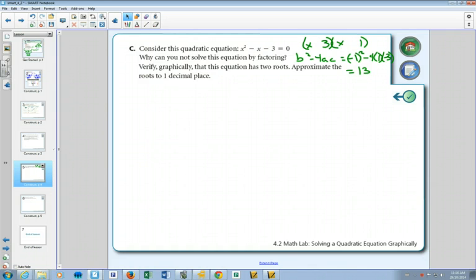We are going to solve this graphically. So we're going to practice using our graphing calculator to solve this equation. The first thing I want you to do is to enter this equation into your graphing calculator.